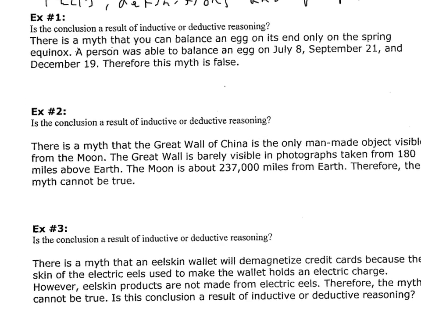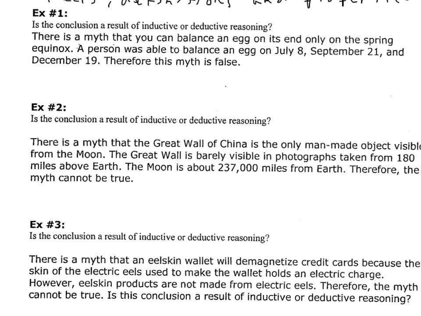Okay, so example 1 says there is a myth that you can balance an egg on its end only on the spring equinox. A person who is able to balance an egg on July 8th, September 21st, and December 19th. Therefore, the myth is false. Okay, so when you're reading this, of course, you don't have any facts, you don't have any definitions, you don't have any properties, you kind of just have hearsay. Okay, so this is not deductive. This, my friends, would be inductive. Okay, to be deductive, you have to have facts, definitions, or properties. Okay, let's try another.